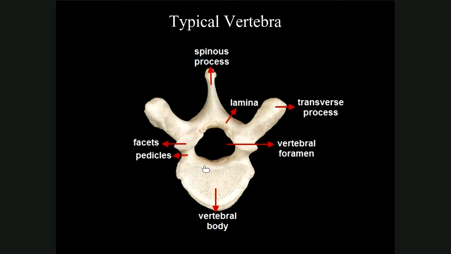Which means they all have a vertebral body. They all have a spinous process. They all have a transverse process. I'll go through all this with you. And they all have what we call pedicles and facets and laminas. So we'll go through that. I just want to explain the difference between an atypical vertebrae and a typical vertebrae.